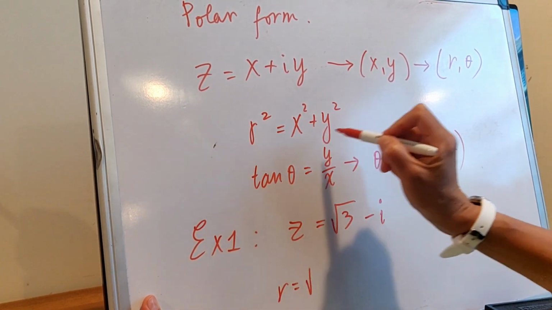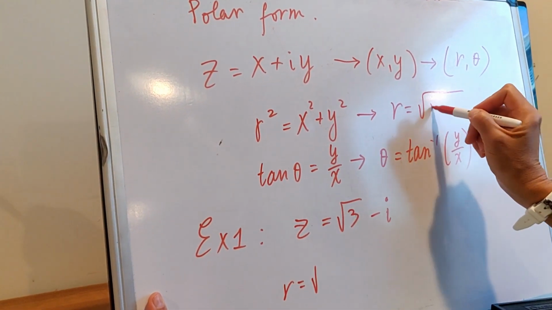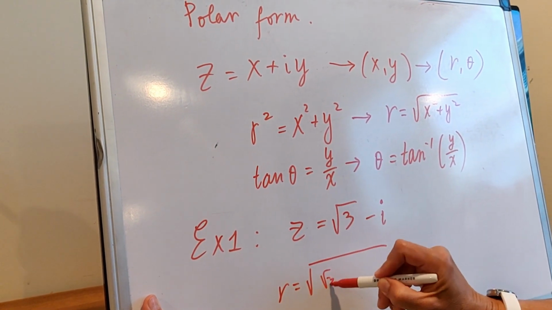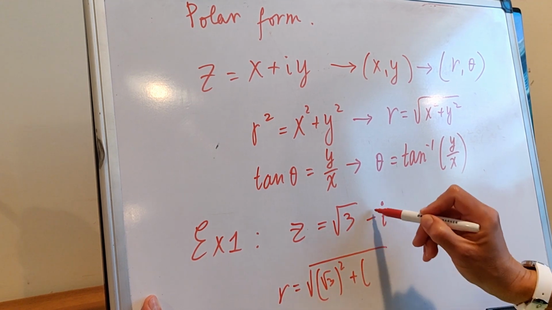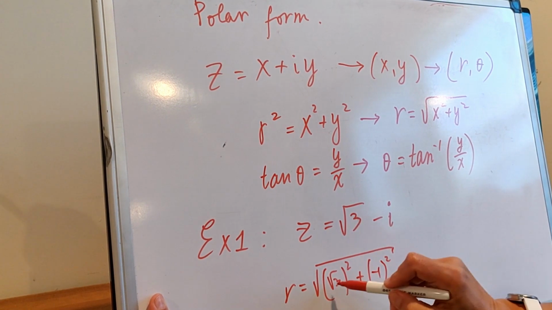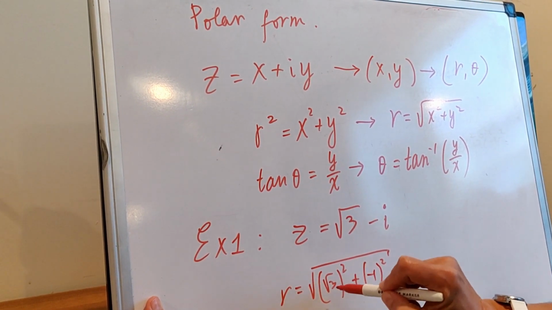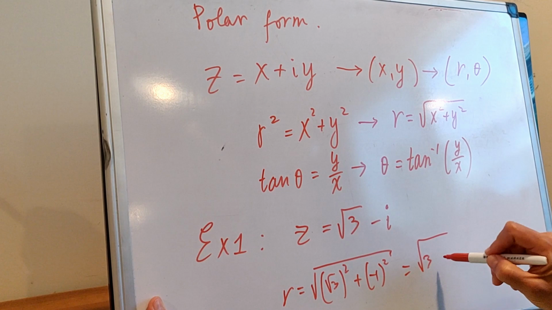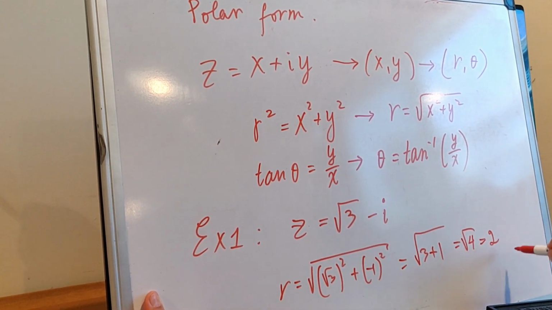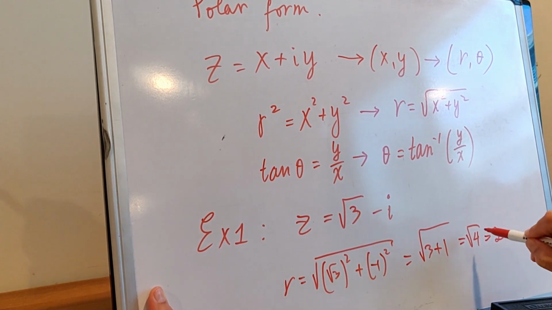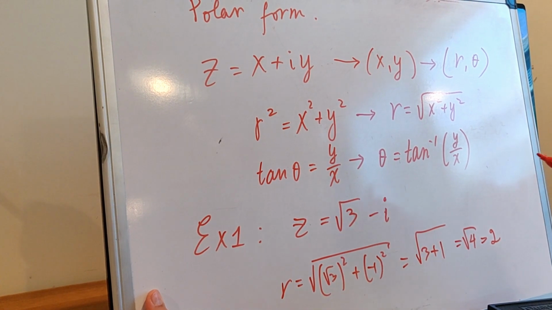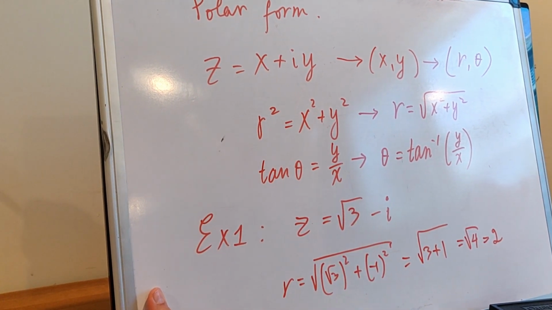r is going to be a square root of x squared plus y squared. So it's the square root of 3 squared, plus y squared. What do we have? -1, the coefficient of i here. The square of root 3 is just 3, and the square of -1 is just 1, and I'm getting the square root of 4, which is going to give me 2. Here, guys, we are going to use only one value for the square root, because the square root here is actually a length, something you measure with a ruler. A ruler is never going to give you a negative number.